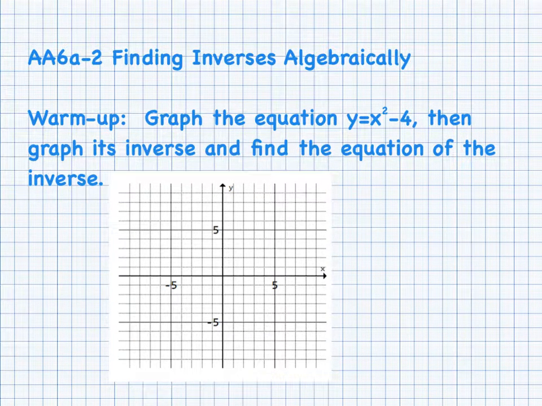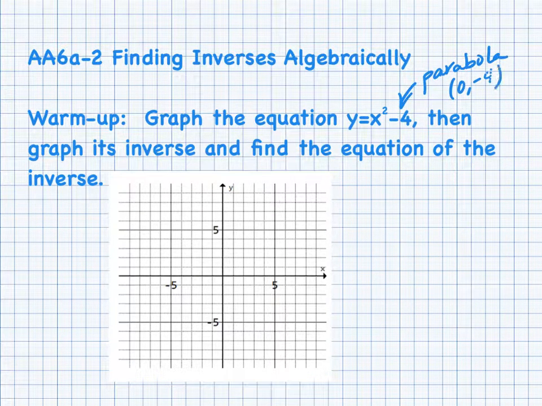We are working on finding inverses algebraically today. So we're going to start with what we did last section, which was 6-1, finding inverses graphically. To find an inverse graphically, start with your original equation, which we have here: y equals x squared minus 4. That is a parabola with an h, k, or locator point, or vertex, of 0, negative 4.